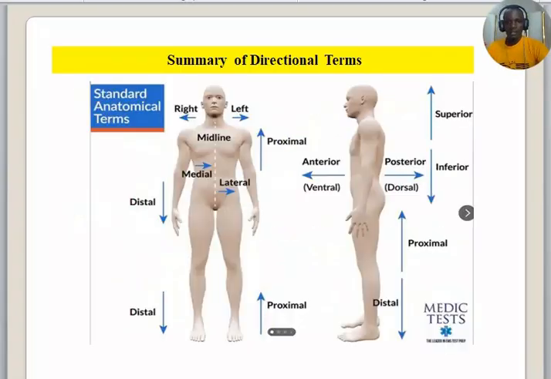So in summary, at the middle line, when you're moving to the left or to the right, you're moving laterally. When you're moving from either right or left to the middle line, you're moving medially. When you're moving downwards, you're moving distally. When you're moving upwards, you're moving proximally. Then we have the anterior part, which is the ventral part, and the posterior part, which is the dorsal part. We also have superior, which is upwards, and inferior, which is downwards.